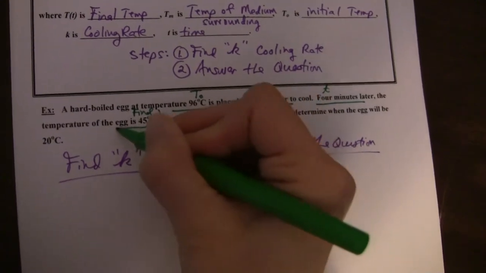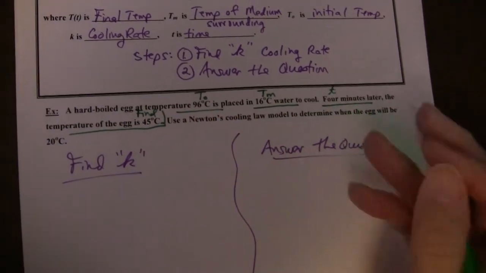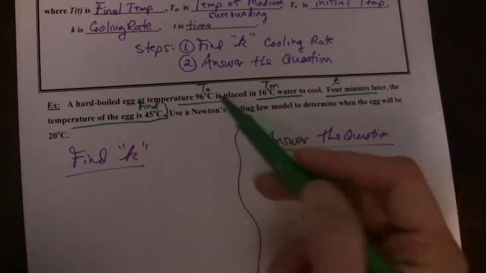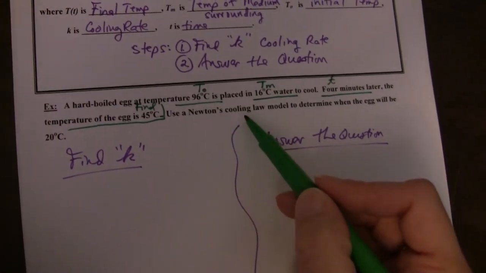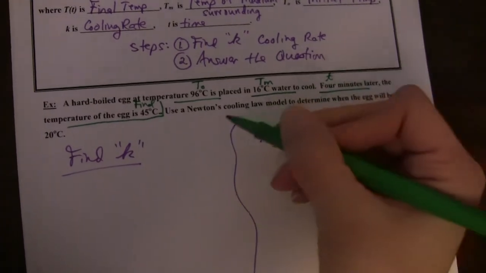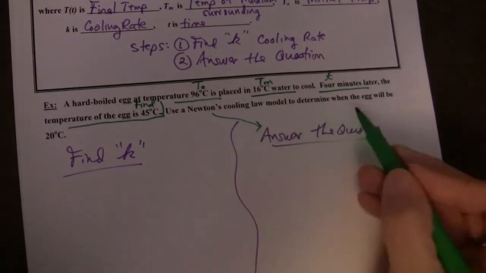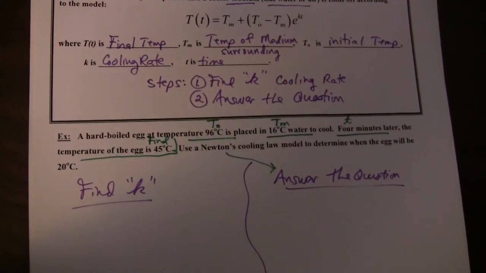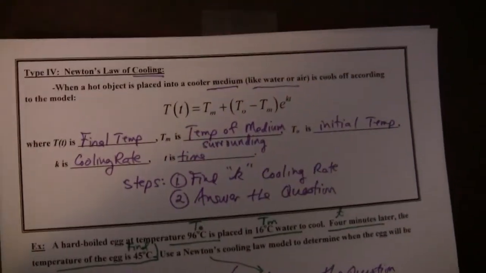The reason they told you about this egg after so many times, all this information, is to help you find the K. Use Newton's law of cooling to determine that is the question. So you cannot use 20 degrees when you're finding K. You have to use all the facts. Okay? You have to memorize these equations.